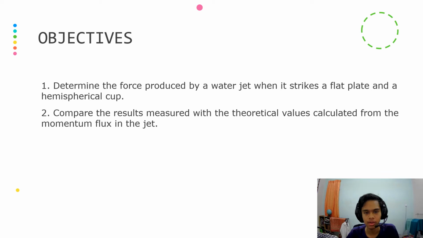The objectives of our experiment are, first, to determine the force produced by a water jet when it strikes a flat plate and also a hemispherical cup. So we're going to have two different variables here. And also we're going to compare the results measured with theoretical values calculated from the momentum flux in the jet.